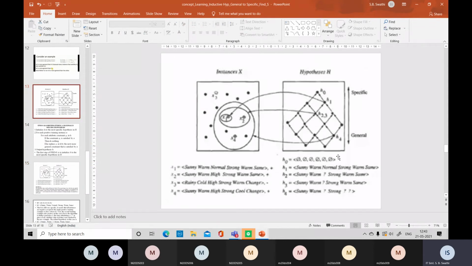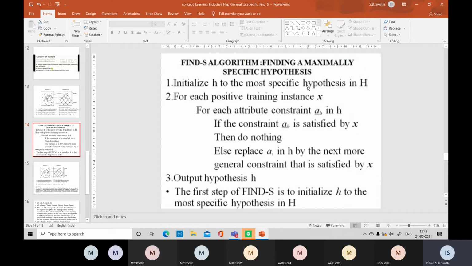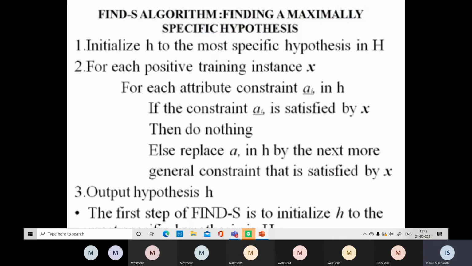So see here, the first step in this S algorithm is to start with a specific hypothesis. Take the most specific hypothesis, where H will contain all null values. The more null values, the more specific the hypothesis is. If you consider only one or two null values, it is less specific. If all the attributes are null, it is more specific. So the first step is to consider the most specific hypothesis.